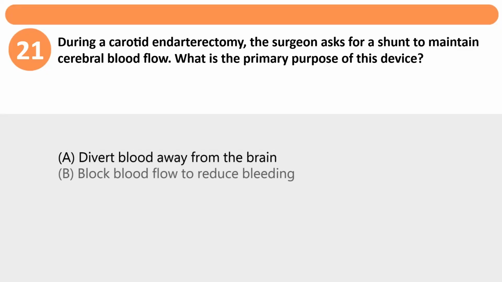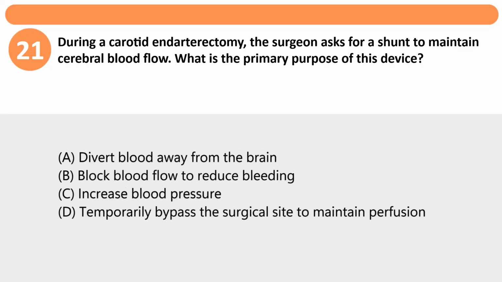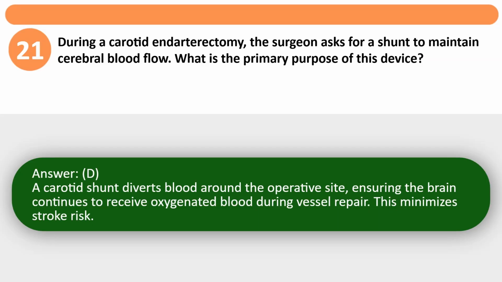During a carotid endarterectomy, the surgeon asks for a shunt to maintain cerebral blood flow. What is the primary purpose of this device? A. Divert blood away from the brain. B. Block blood flow to reduce bleeding. C. Increase blood pressure. D. Temporarily bypass the surgical site to maintain perfusion. Answer, D. A carotid shunt diverts blood around the operative site, ensuring the brain continues to receive oxygenated blood during vessel repair. This minimizes stroke risk.